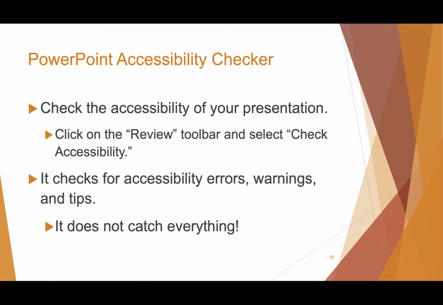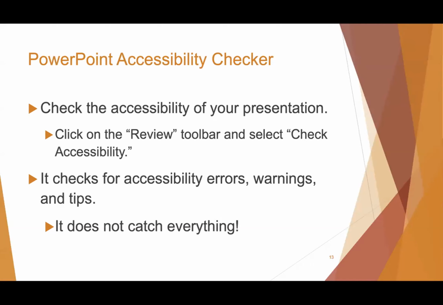Okay, so the next step, let's talk about the PowerPoint Accessibility Checker. This is an excellent tool in PowerPoint. To access it, you click on the review toolbar and select Check Accessibility. We would really like to emphasize it does not catch everything. As lovely as it is, it doesn't catch all the errors. It wouldn't catch using a sans serif font versus a serif font, or formatting errors or anything like that. So what it checks for are errors, warnings, and tips.